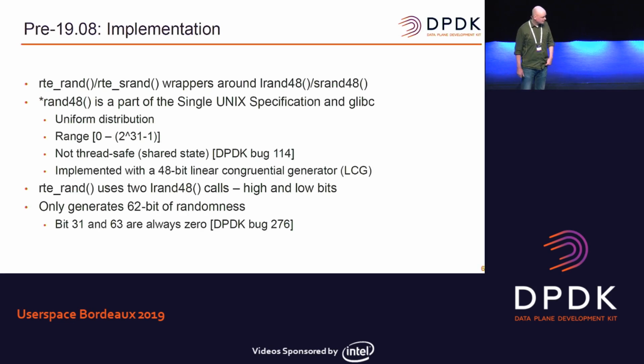So how did things look prior to 19.08? Well, rte_rand was just two very simple static inline functions in the header file, and they were using lrand48 and srand48 for the seeding. So that's been in Unix for ages. It has a uniform distribution, and the range is 31 bits.